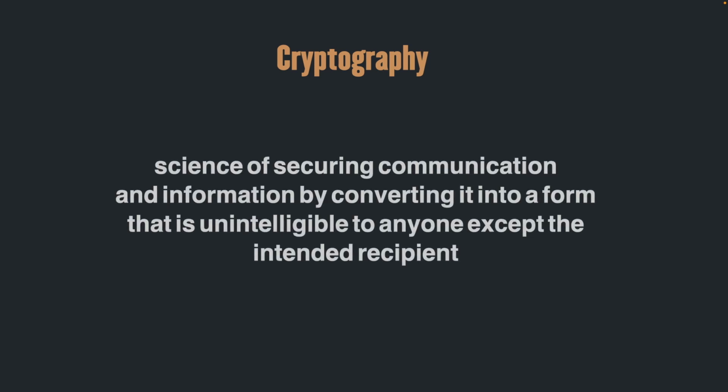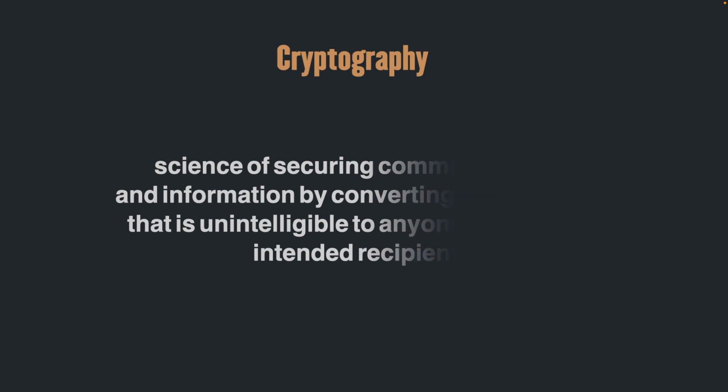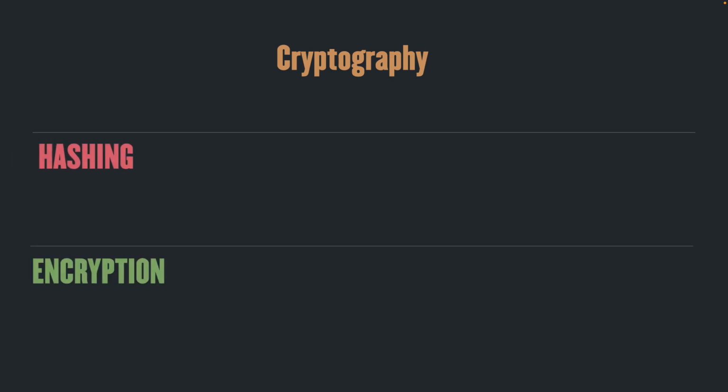So cryptography is the science of securing communication and information by converting it into a form that is unintelligible to anyone except the intended recipient. There are many areas in the field of cryptography, but two of the most important ones are hashing and encryption. Hashing deals with identifying and validating data.